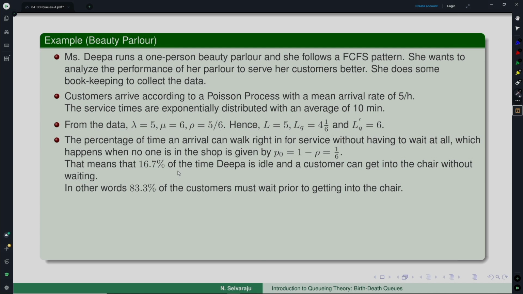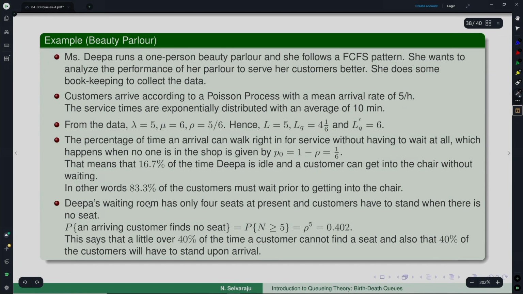So, in other words, 83.3% of the customers must wait prior to getting into the chair. That is what we are seeing here. So, they have to wait. The probability that they have to wait is 0.833.